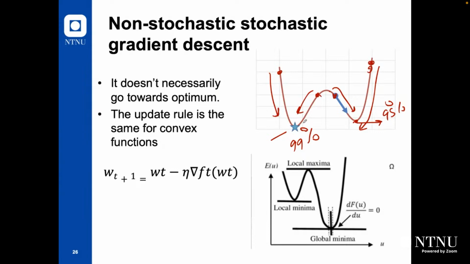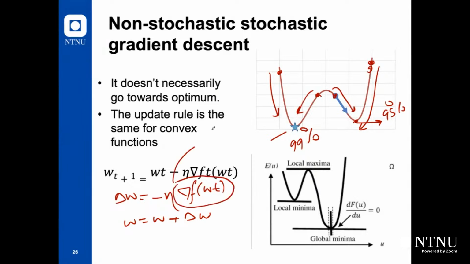So the updating rule here: we need to calculate delta omega. So delta omega will be minus eta multiplied by the gradient of my function at omega t, for example, right? And you need to update omega, so omega equals omega plus delta omega. So we will do it like this. The most important thing is to get a function which is differentiable, because we need to calculate the gradient, and the gradient is the first derivative of your function.